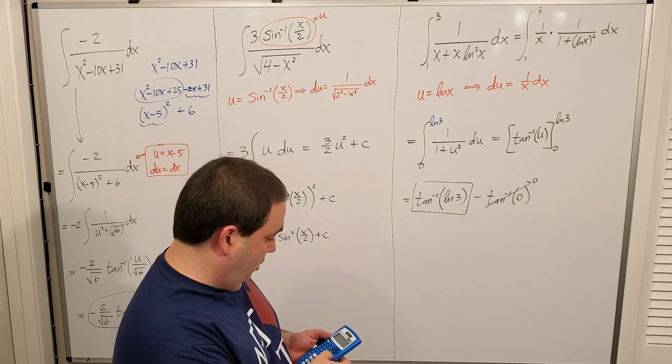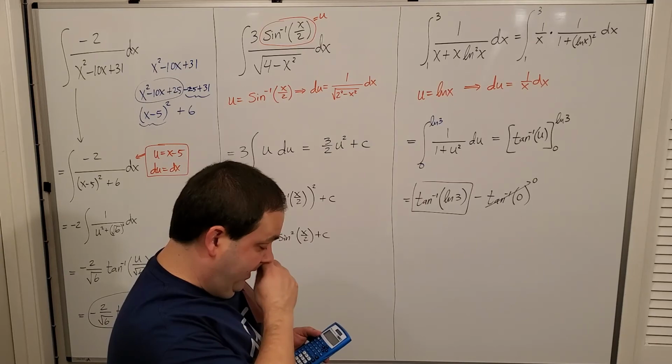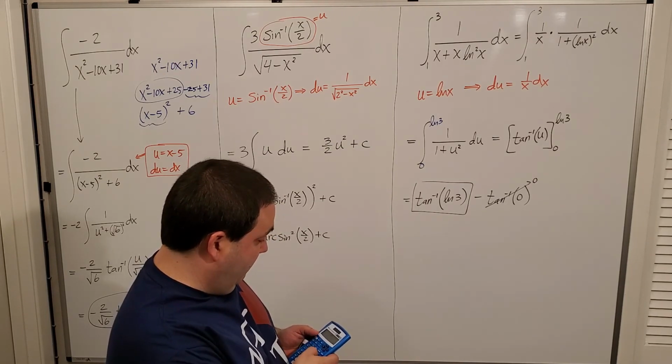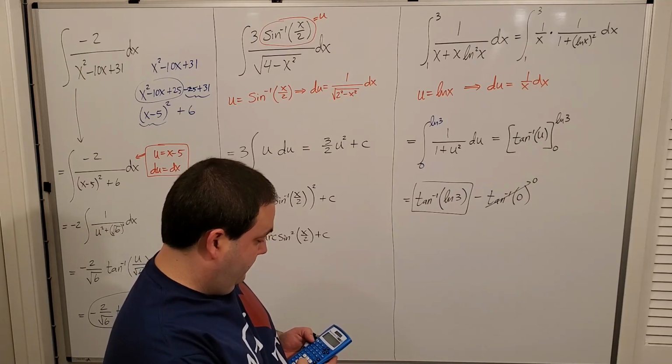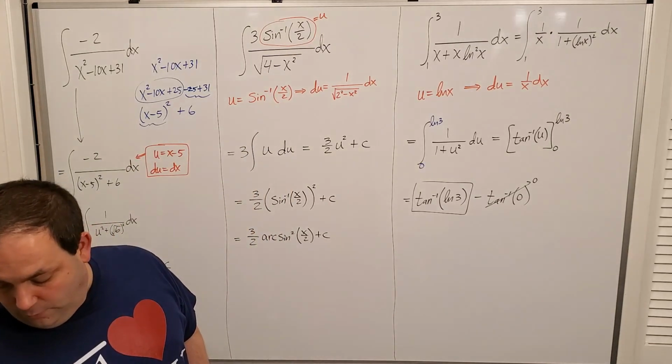Let's see what we're talking about here. Make sure you're in radian mode, right? Because we're always going to do radians with these things. So I'm hitting radians. I'm going to hit inverse tangent ln 3, and I get 0.8324-ish.